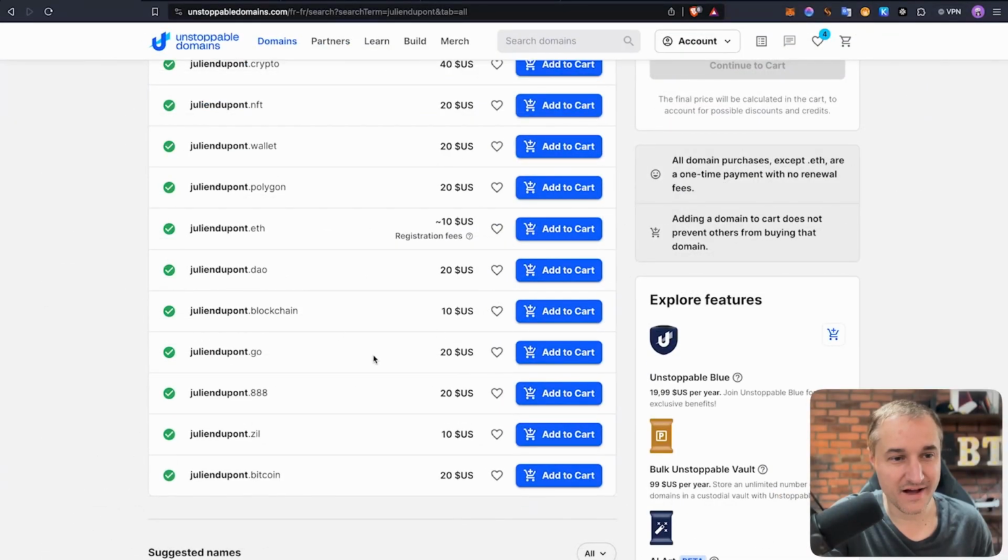The difference with other domain names, .eth compared to the others as you see here, is that you pay an amount once, the title deed belongs to you in the form of an NFT, and it's for life. As long as you don't sell it, it belongs to you.